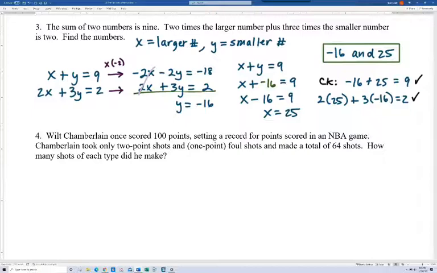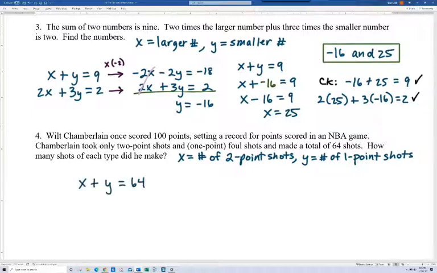But anyway, so he only took 2-point and 1-point foul shots. He took a total of 64 shots. How many shots of each type did he make? In fact, they didn't even have 3-point shots back then. Anyway, so I'm going to go ahead and let x be the number of 2-point shots. And let's let y equal the number of 1-point shots. And so let's see, if he took 64 shots, we could just say x plus y is 64. So this equation deals with the number of shots. x 2-point shots and y 1-point shots. Now the other equation we're going to write is going to deal with the points.